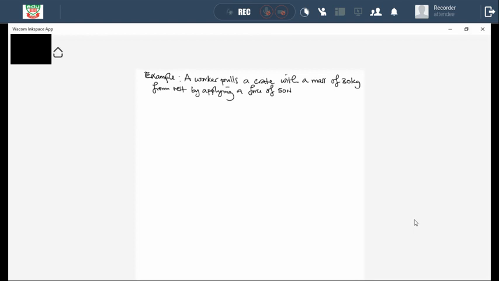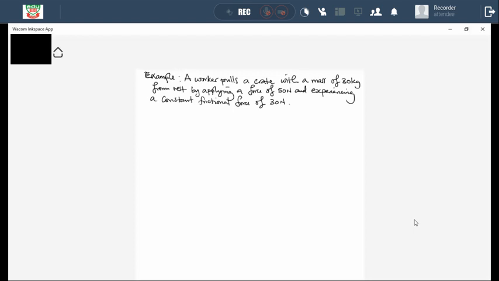And experiencing a constant frictional force of 30 newtons. So the crate experiences a constant frictional force of 30 newtons.